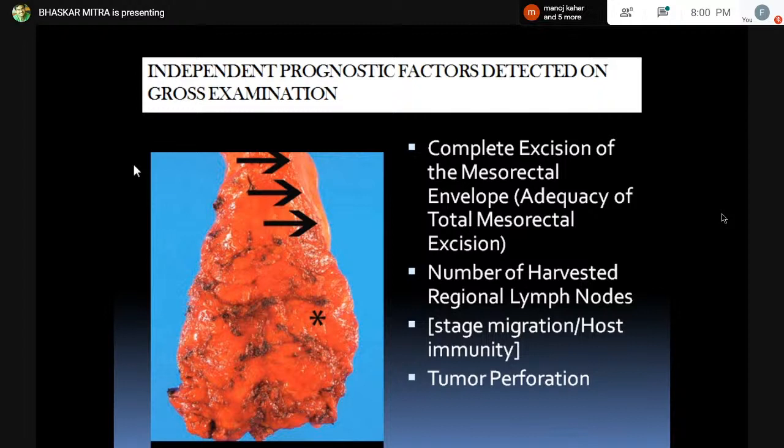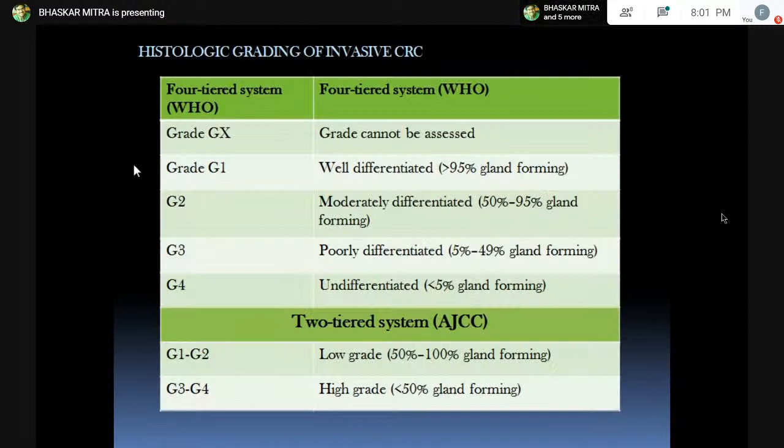Now the tumor perforation again is a bad prognostic factor for the tumors. Now coming to the histological grade. Now WHO uses a 4-tier grading system. First is well differentiated, more than 95% gland formation; 50 to 95% is grade 2; 5 to 49% is grade 3; less than 5% is undifferentiated. So well, moderate, poor and undifferentiated carcinoma.